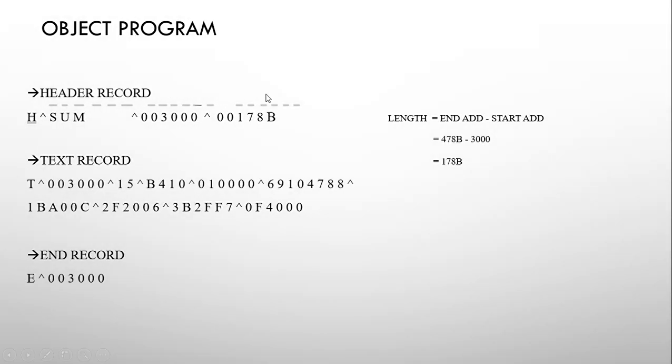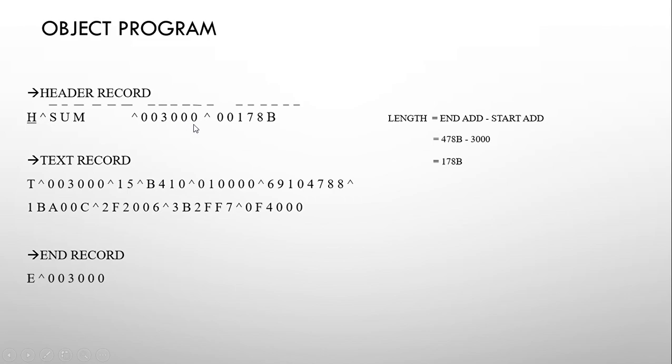Now let us consider the object program. First one is the header record. The first column is represented using H. Next, the name of the program is SUM. The remaining 3 columns are set to empty. Next, after the name of the program we are having the starting address of the program. Here, the starting address of the program is 003000.